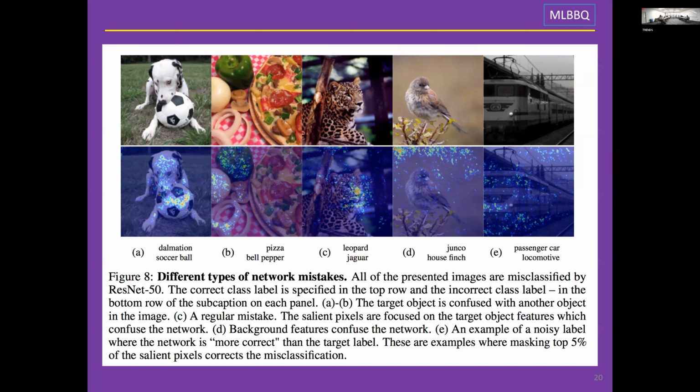And for the last one, the correct class label is passenger car, but the network prediction is locomotive. And as the author, what's the label that the network said? Sorry.